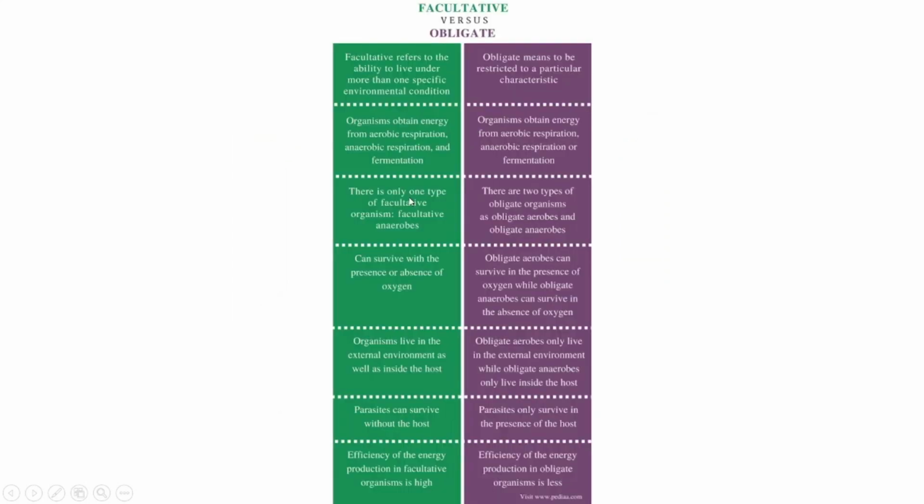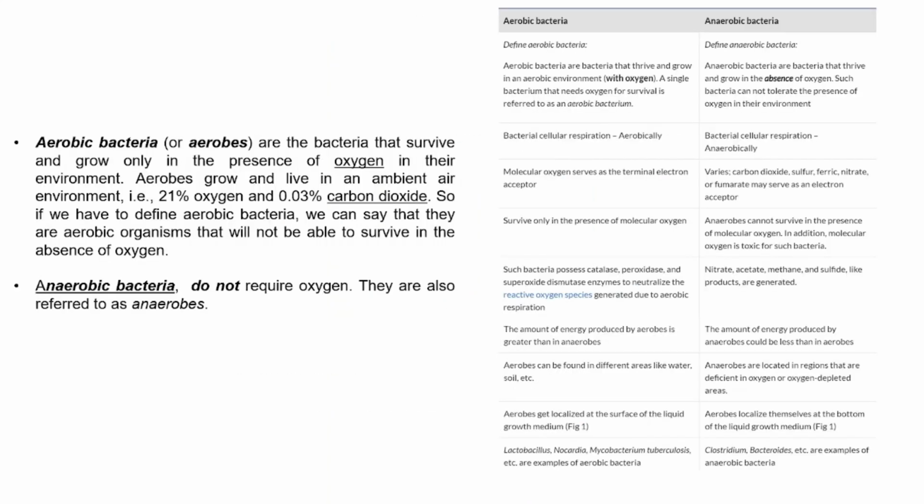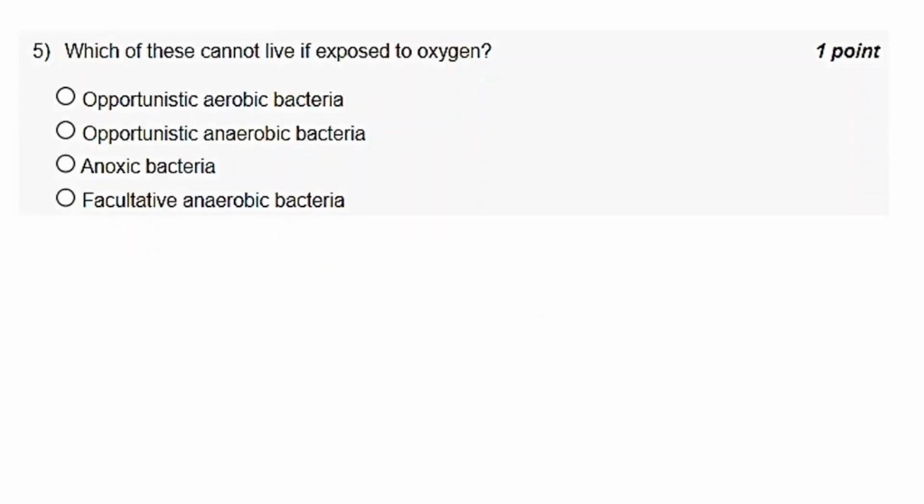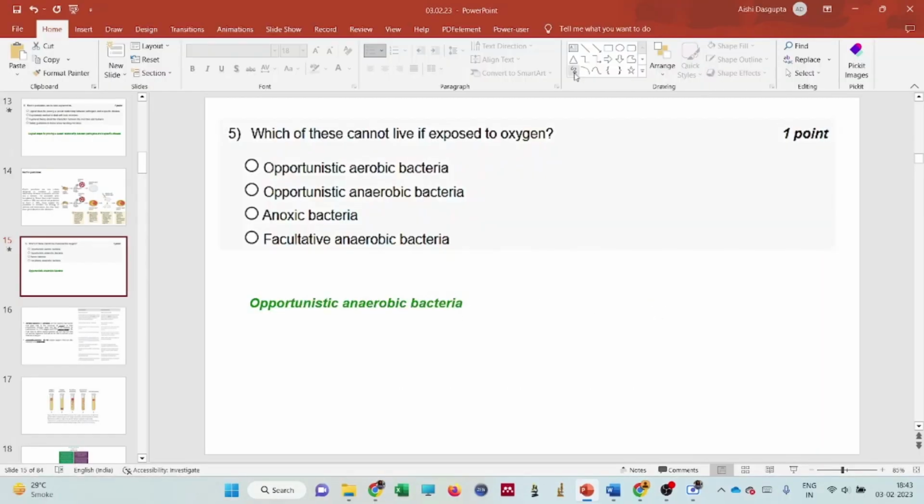So the question was about the difference between facultative and obligate. Facultative refers to the ability to live under more than one specific environmental condition. It's less restrictive, more flexible. Facultative aerobe means I can live with oxygen, and I can also live without oxygen. Facultative anaerobe means I can live with oxygen or without it. I'll prefer oxygen because it generates more ATP than fermentation, but without oxygen is also fine. But when we use the term obligate, it's restricted to a very particular environment. So the question was, which of these cannot live if exposed to oxygen? Accordingly, it should be the obligate anaerobe.